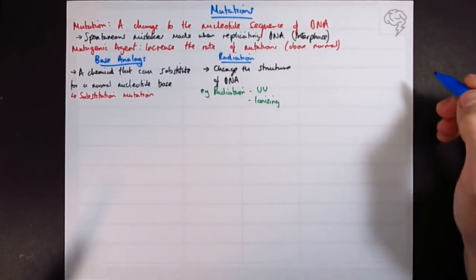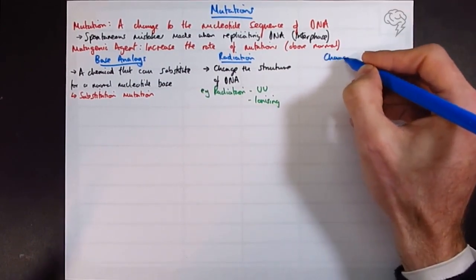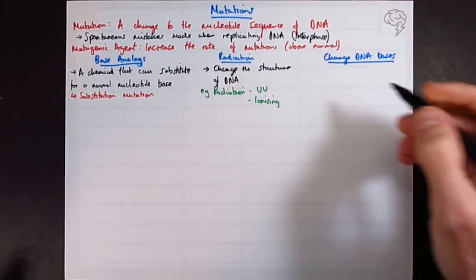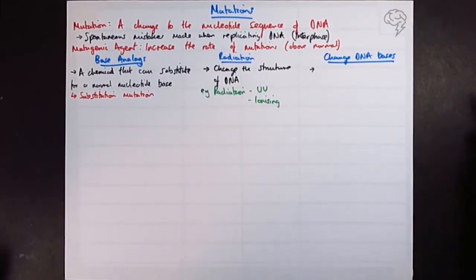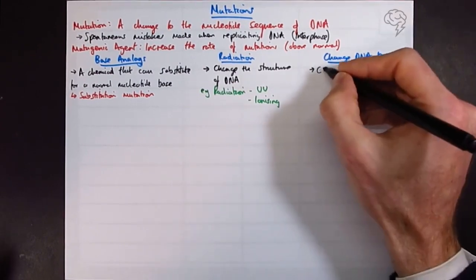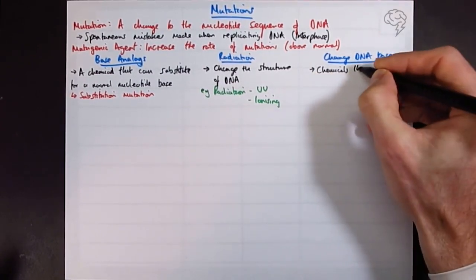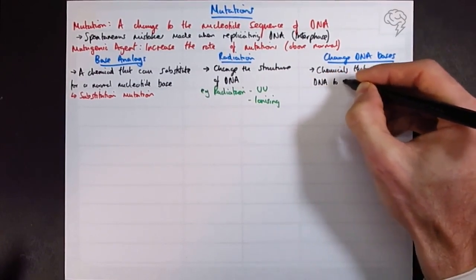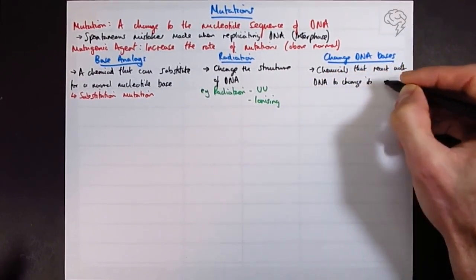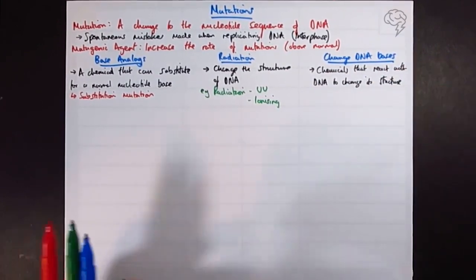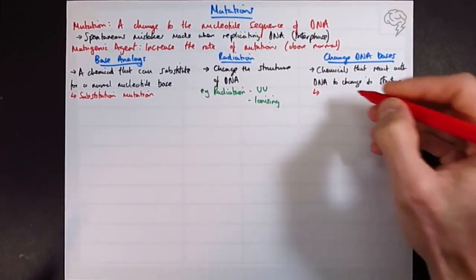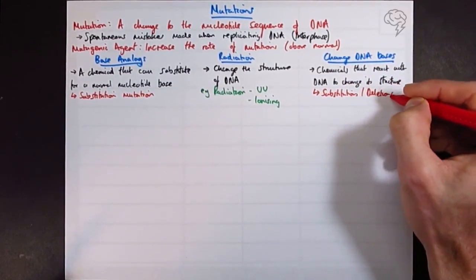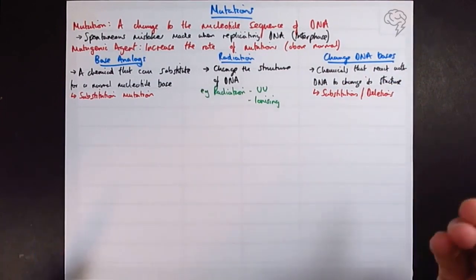And the other thing we can do is change the DNA bases. These are chemicals that are going to move inside the nucleus and react with DNA to change its structure. These are going to cause either substitutions or deletions, possibly additions as well, but we're going to look at the types of mutations next.